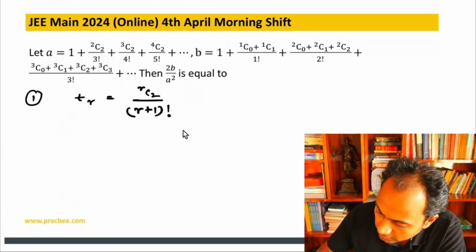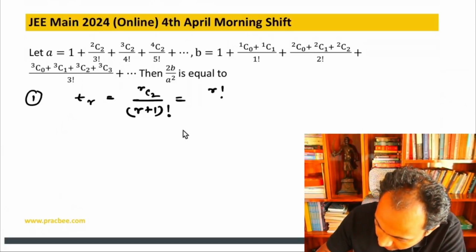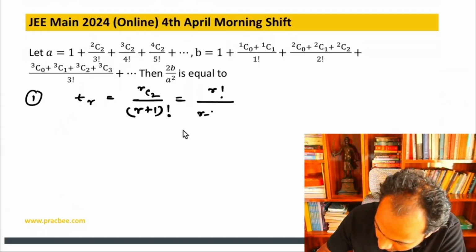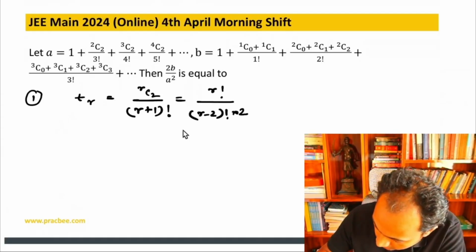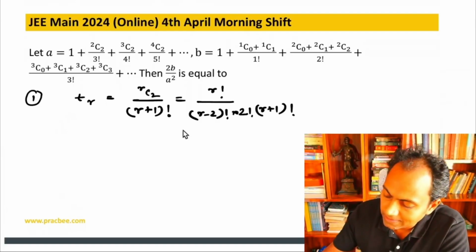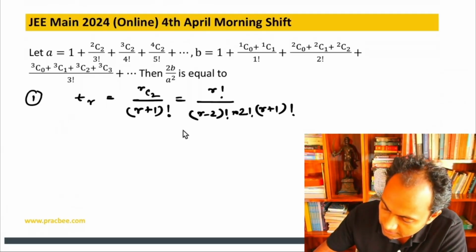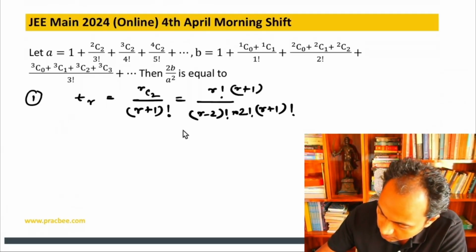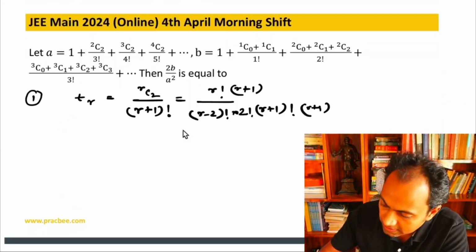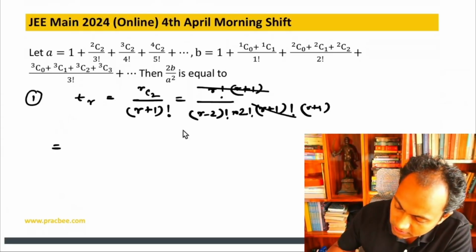Now if I write it down, let us see what do I get. This can in turn be written as r factorial over (r minus 2) factorial into 2 factorial into (r plus 1) factorial. Now we can see that if I want to simplify this, it can be done. I can just multiply and divide by r plus 1. And if I do so, you can see that r plus 1 factorial will get cancelled out. So what is the value of T_r?